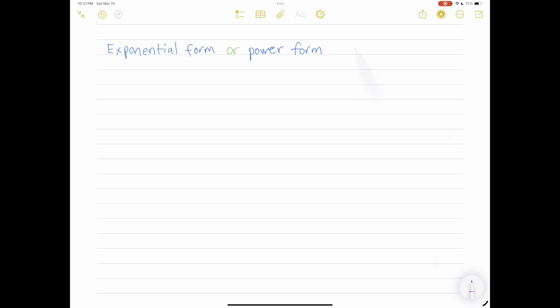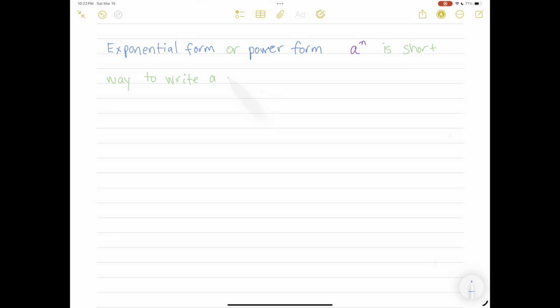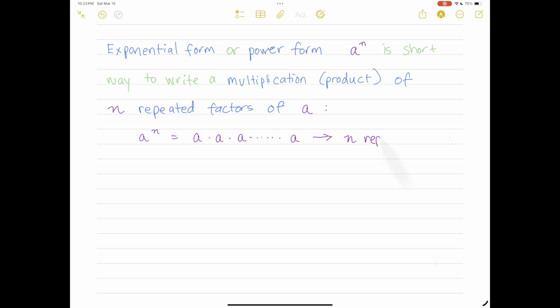Exponential form or power form, a to the nth power, is a short way to write a multiplication product of n repeated factors of a. So a to the nth power equals a times a times a, however many n repeated factors of a.